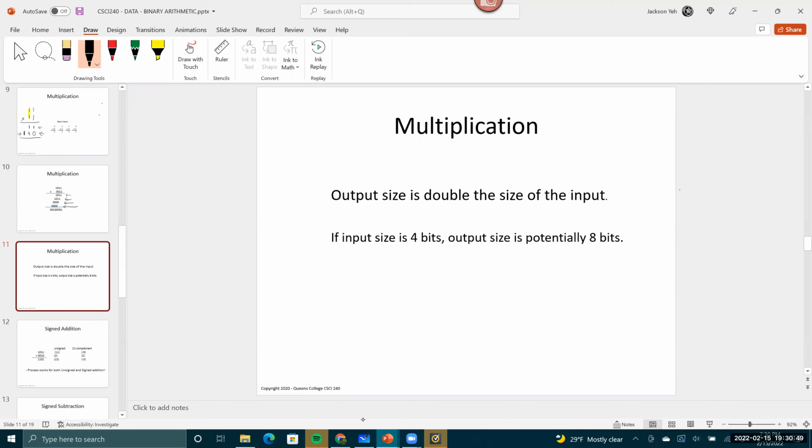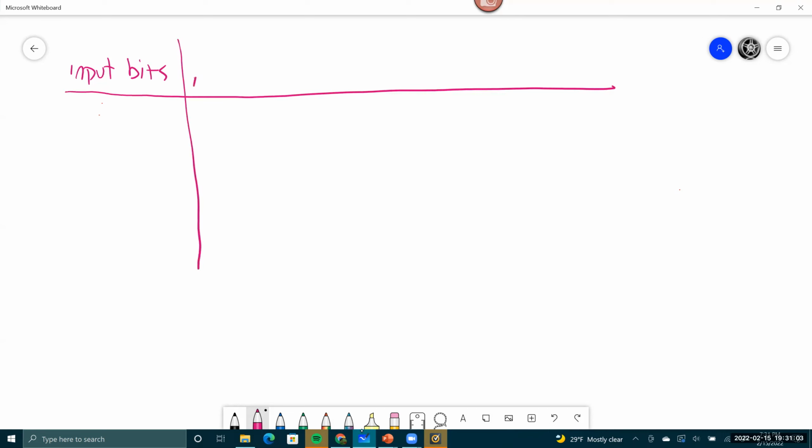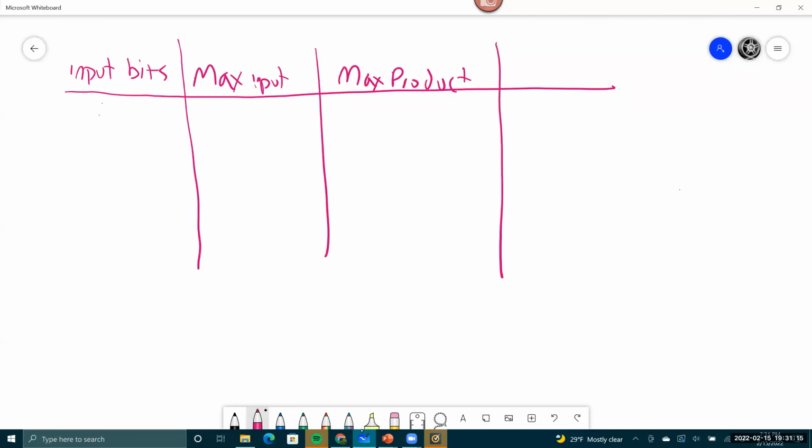So let's try to understand why it's twice as much. Let's do this chart. Let's say input bits, max input, max product, and then the number of bits involved. Okay, so we're going to have that.